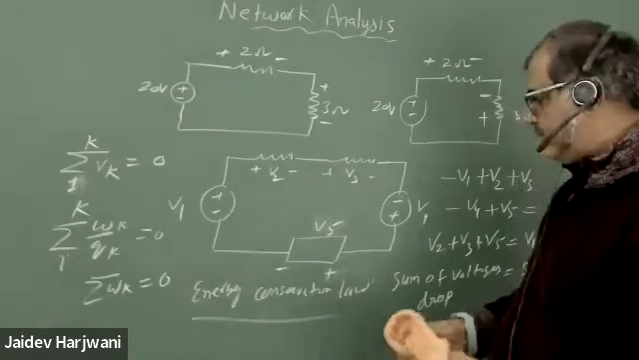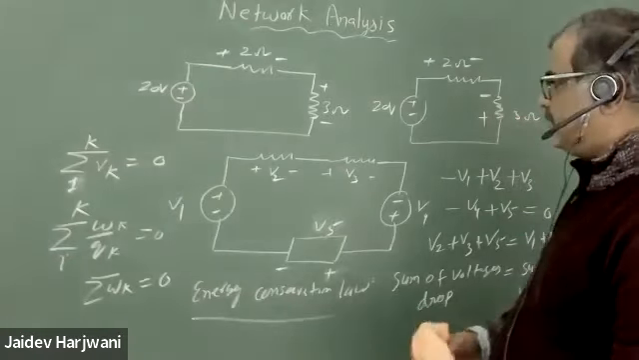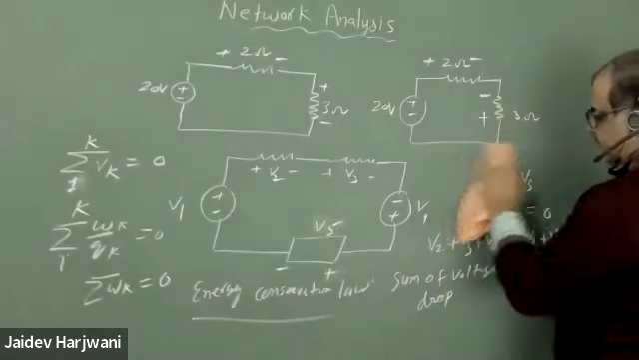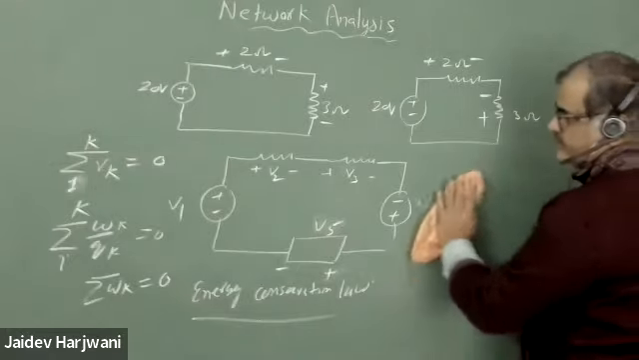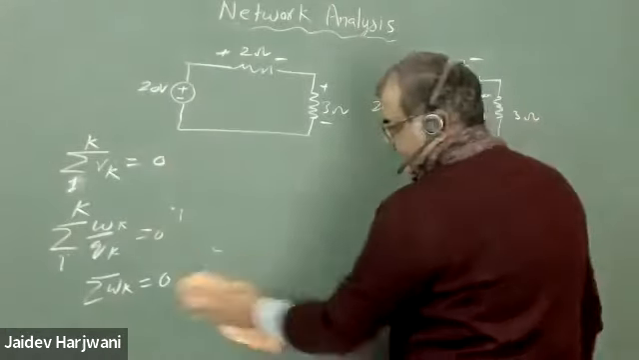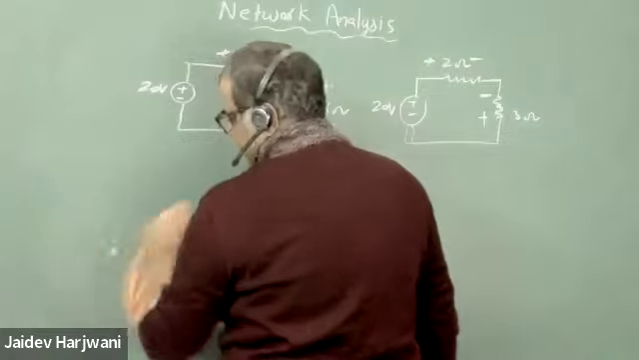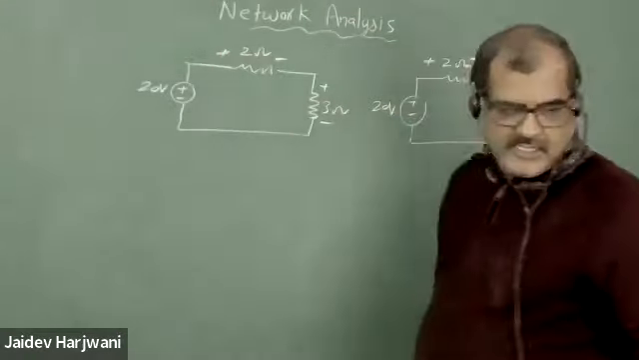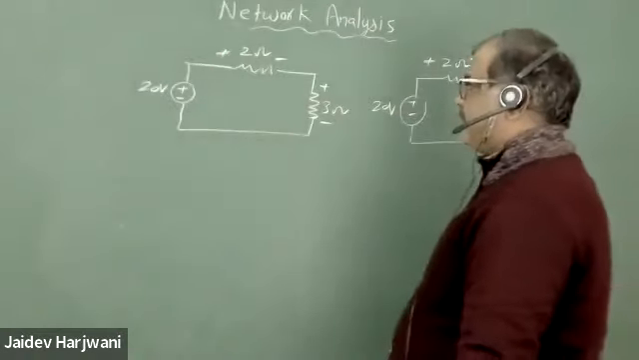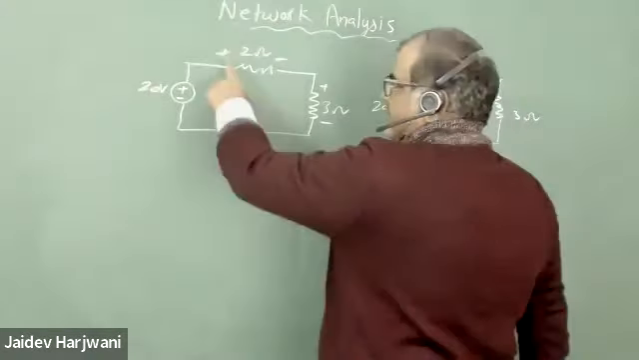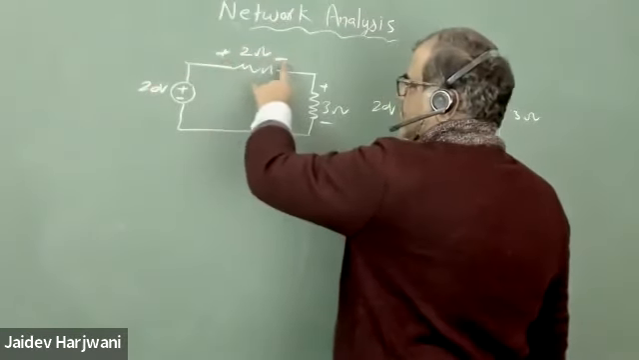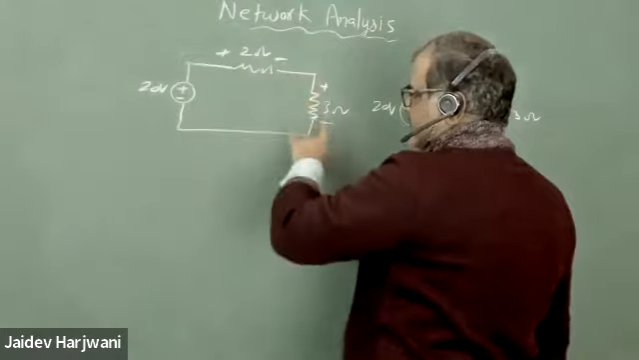See, whenever current travels through a resistance, current always moves from higher potential to lower potential. So this point is always higher potential, and this is lower potential. This is higher potential, this is lower potential.